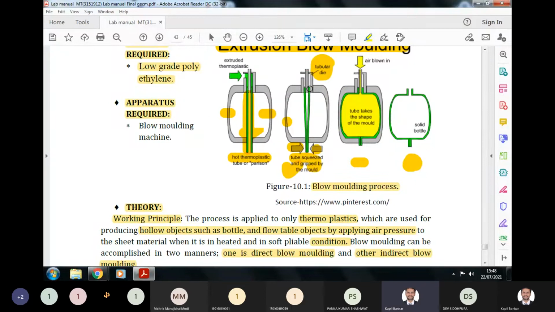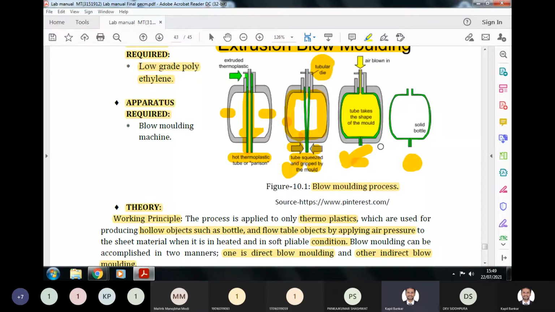From this region, compressed air will be inserted here, so that due to the compressed air, the two portions of the tube will be connected on the edge of the die like this. And the bottom side is closed. So it will reach this type of condition.